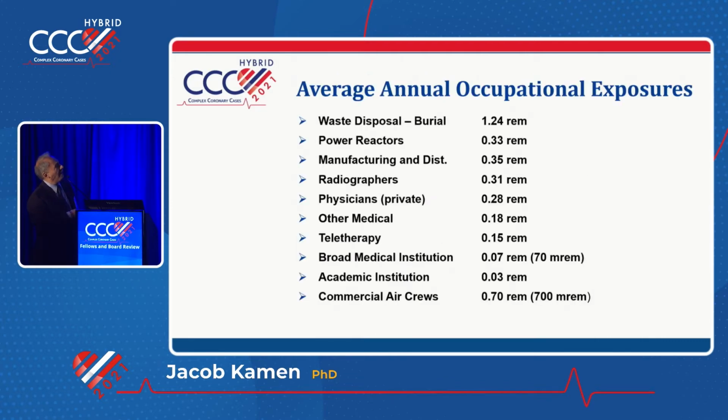Now, average annual occupational, people that work in radiation, but they get different amounts of radiation. So if you work in a nuclear waste disposal, you get 1.24 rem, which is 1,200 millirem. In a reactor, they get 0.33 rem. But again, in a broad medical institution like Mount Sinai, you get 70 millirem. A pilot gets 700 millirem. So these are typical exposure that you and we get on a daily basis.